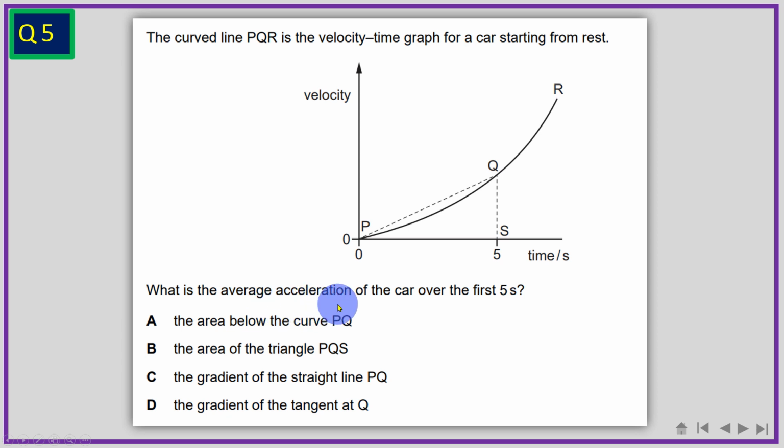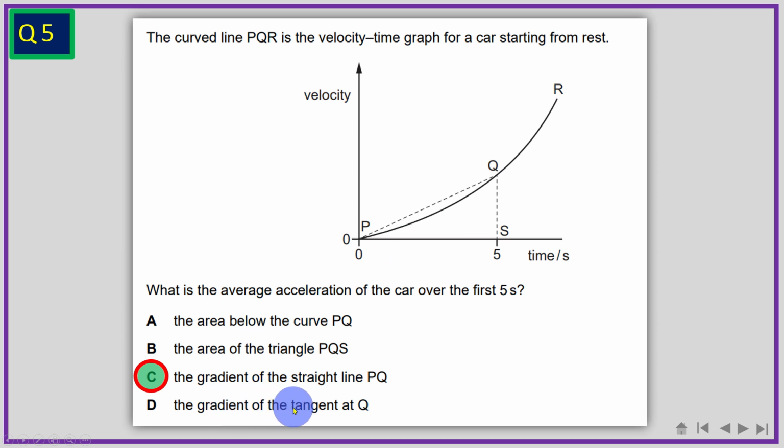The average acceleration is given by final velocity minus the initial velocity, divided by the time the velocity took to change from 0 to this value here. So when we do this velocity minus this velocity divided by 5, it's like we are finding the gradient of the line PQ. That is why the gradient of the straight line PQ gives us the average acceleration, okay?